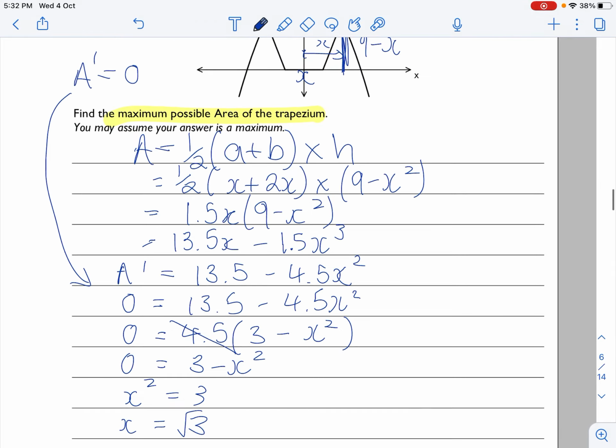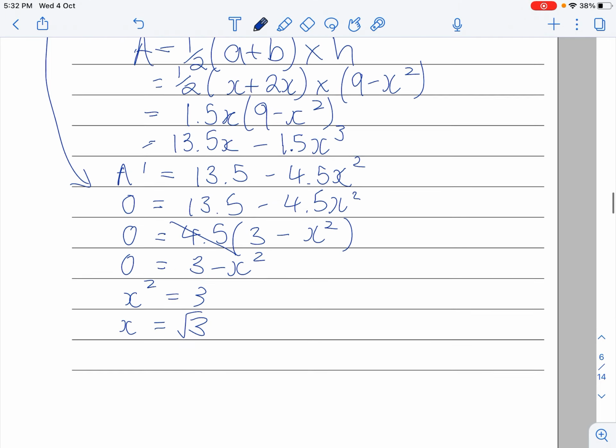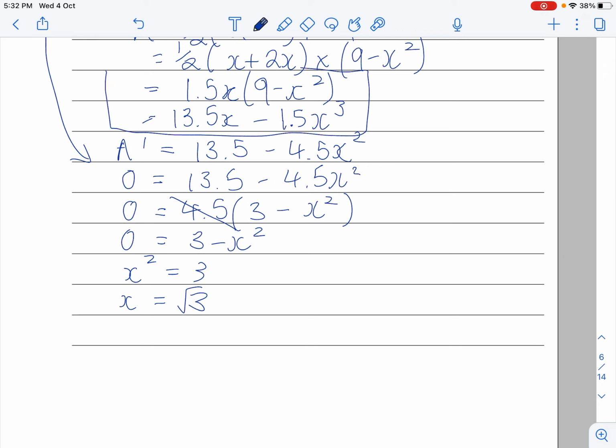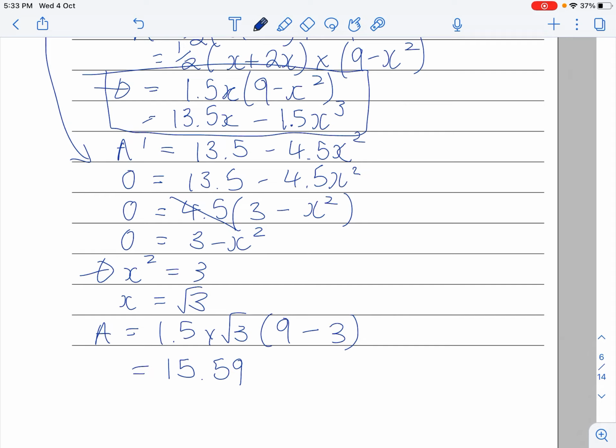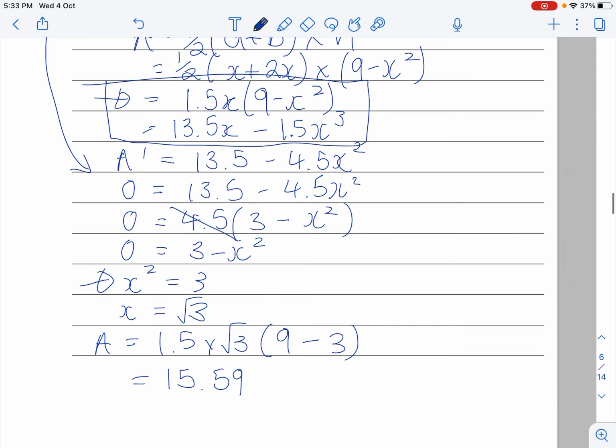Just see if we've answered the question. It said find the maximum possible area, so we actually have to find the area. We can use either one of those two. I'm going to just use this top one here. So my area is 1.5 times x, which is root 3, times 9 minus x squared. We know that x squared is 3 from here, so that's just 3. If we put that into the calculator, we get 15.59. And that's how you do that. It did say you may assume that your answer is a maximum, so you do not need to prove that.